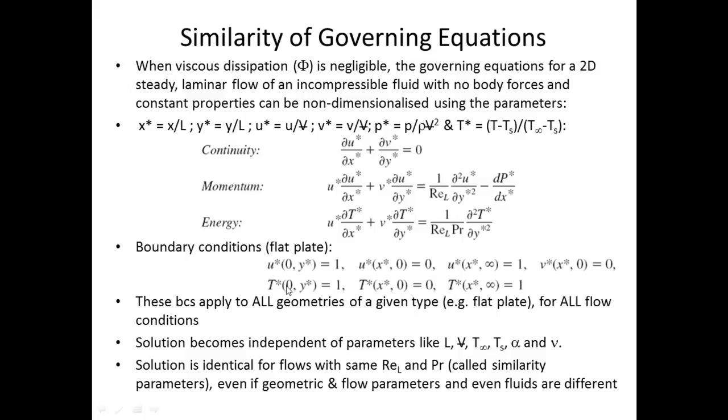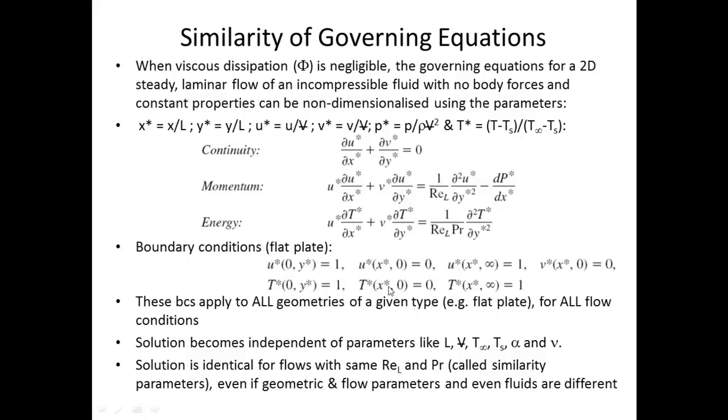These two boundary conditions here represent the condition at the leading edge, because here the x star value is 0. In other words, x is 0, so we are looking at the leading edge in these two cases. So at the leading edge, the velocity is same as the free stream velocity, so that the u star value becomes 1. Similarly, the temperature is also the free stream value, so the T star value also becomes 1 according to the definition given above.